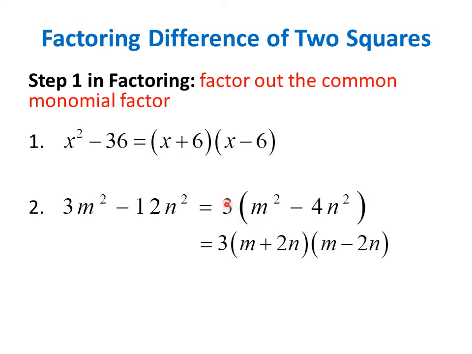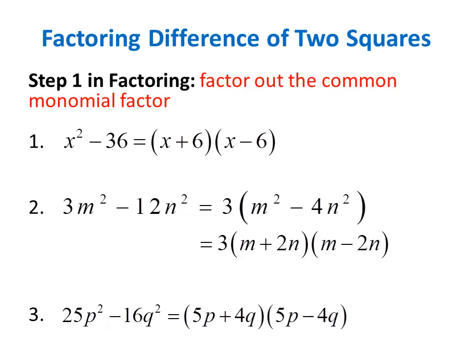To factor, let's copy the number 3. Get the square root of m squared, that's m. Simply divide the exponent by 2. Get the square root of 4n squared, square root of 4 first, so that's 2. Square root of n squared, that's n. Copy m and 2n into another set of parentheses, and then put plus and minus for the sum and difference.